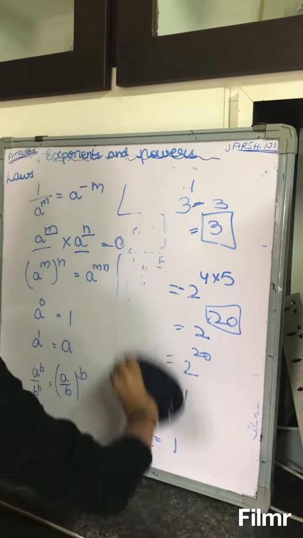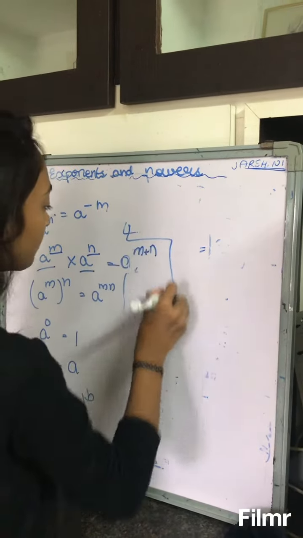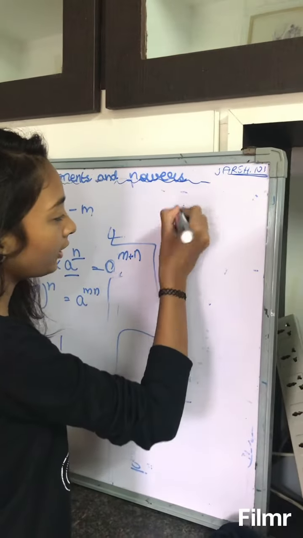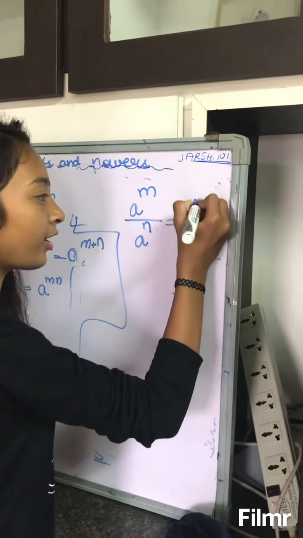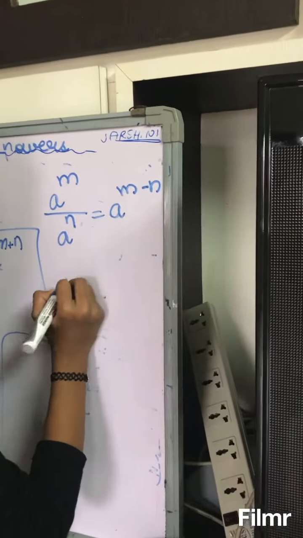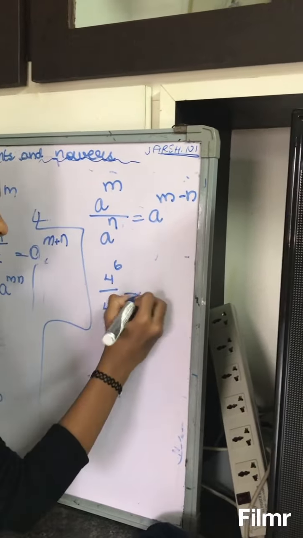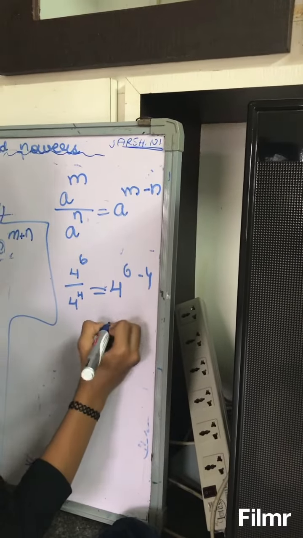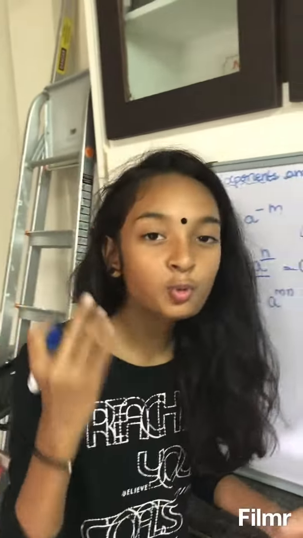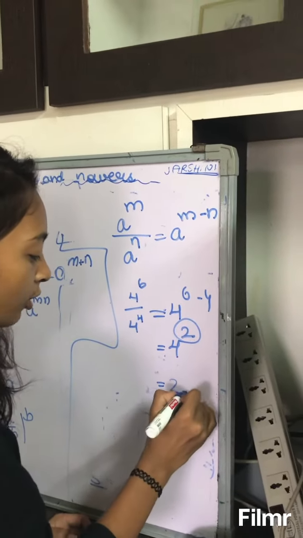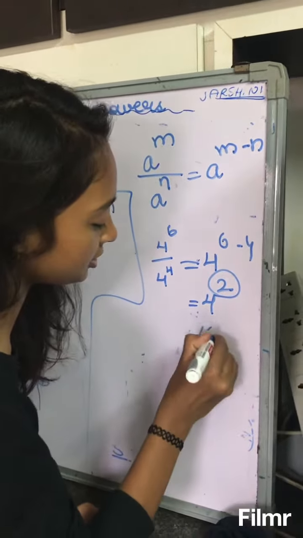Now, the law of division. That is, a to the power of m divided by a to the power of n equals a to the power of m minus n. Here, 4 to the power of 6 divided by 4 to the power of 4 equals 4 to the power of 6 minus 4, that equals 4 to the power of 2. Power 2 can also be called square, so 4 square. Now 4 square is equal to 16, 4 into 4, 16.